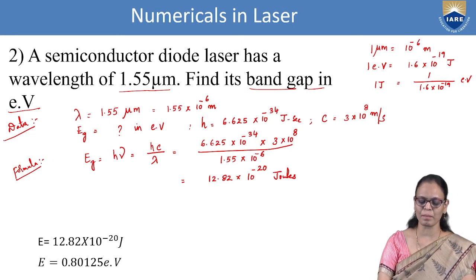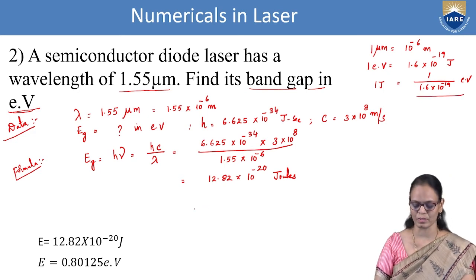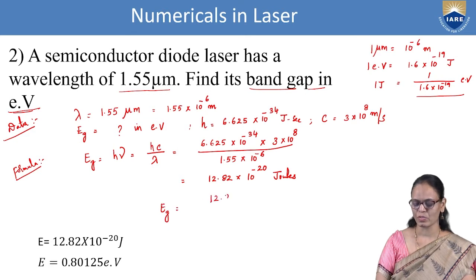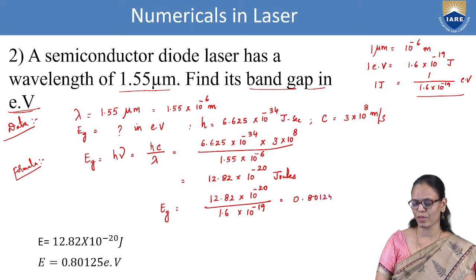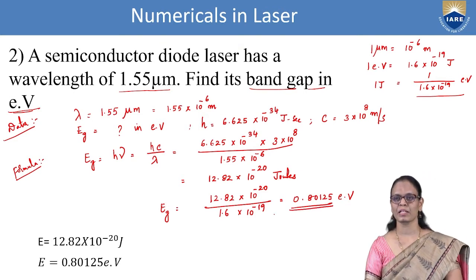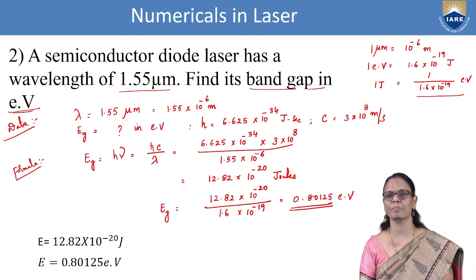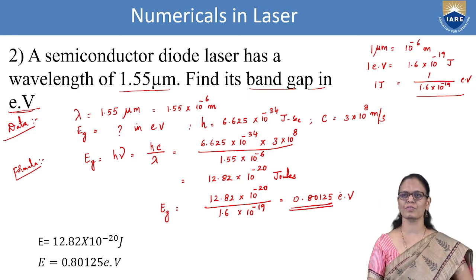But we have to express the band gap in electron volt. So we will use this conversion we have seen here. So energy gap in electron volt, what we do here is 12.82 into 10 power minus 20 divided by 1.6 into 10 power minus 19. So we get it as 0.80125 electron volt. So the band gap is given by 0.8. We can write approximately 0.8 electron volt.